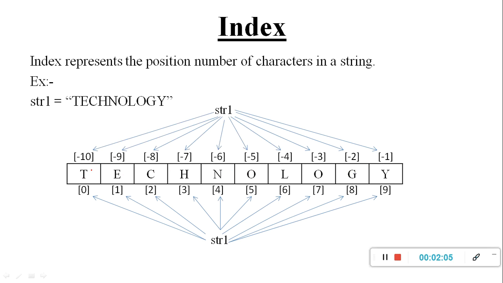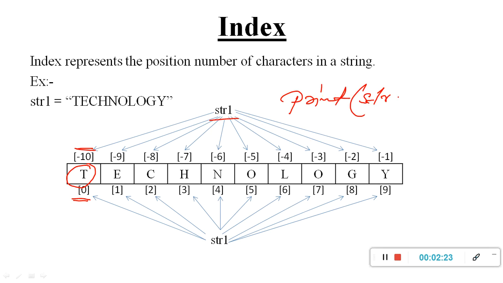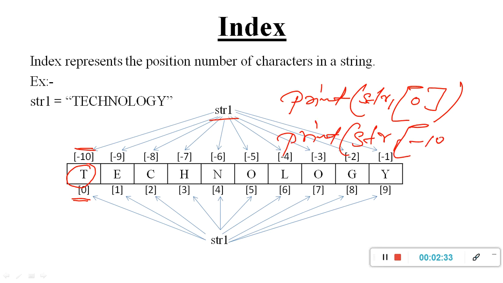So with this, suppose I want to access the first element of this technology word, you can access it either with the help of 0 or with the help of minus 10. So what should you write? You should write print, and what is the variable name? str1. So you write str1 in brackets, you can write 0, or second you can write print str1 in brackets minus 10. Both are correct for this particular character t.